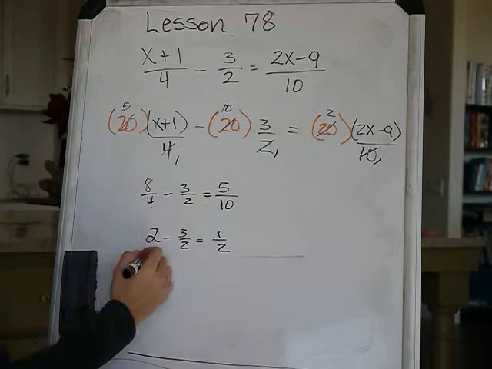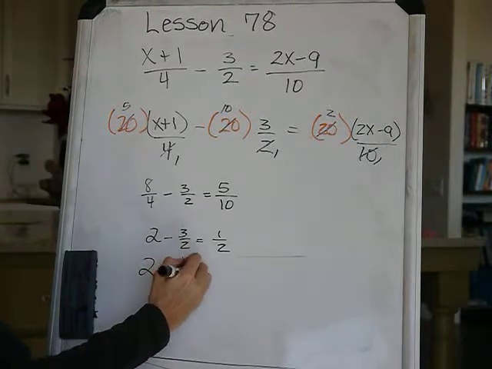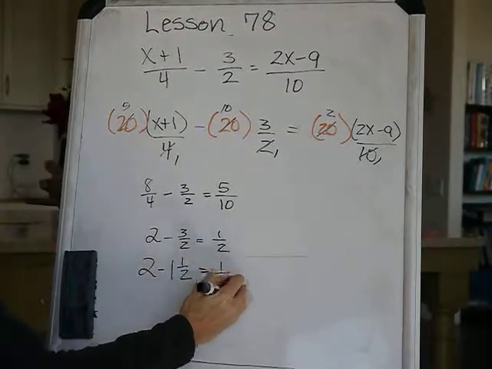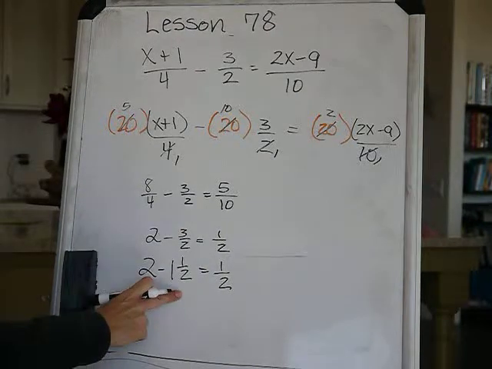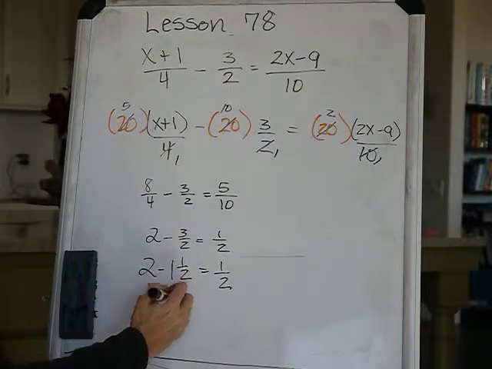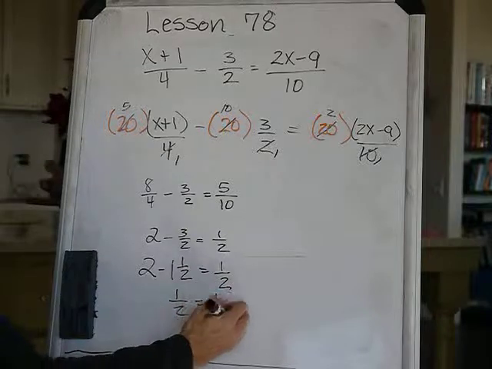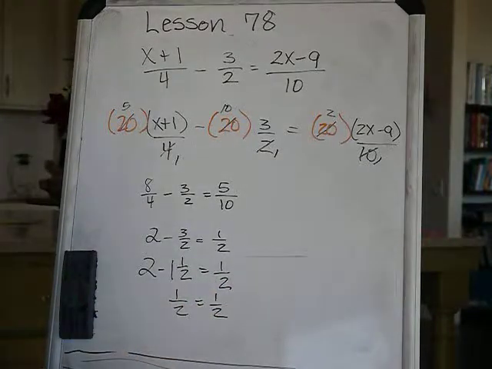So think about it this way, 2 minus 1 and 1/2. If I had 2 cookies and gave away 1 and 1/2 of them, what am I left with? Half. Yeah. I always think in terms of cookies or pizza. Brownies. Pizza. Brownies. Mainly pizza.